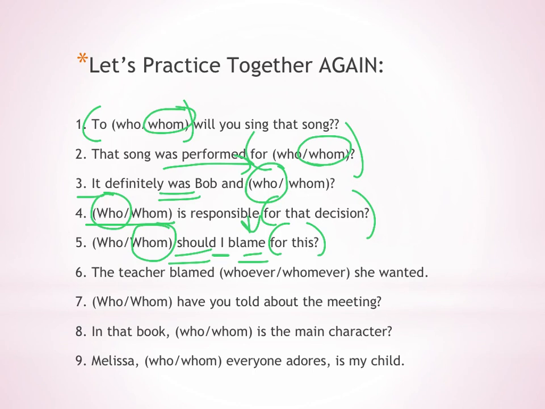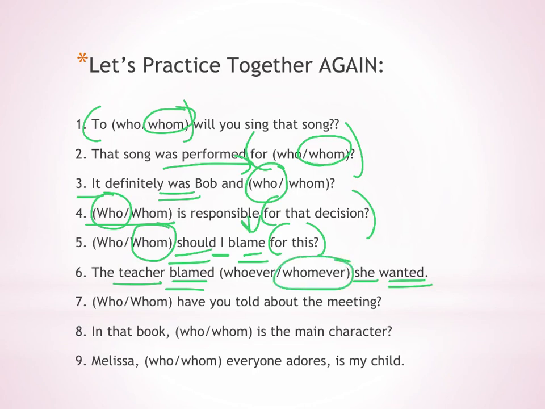The teacher blamed whoever or whomever she wanted. She wanted is a subject and a verb, but we also have another subject-verb combination. Blamed is an action verb because it's not on the being verb list, so therefore we would have no choice but to choose the objective form whomever.